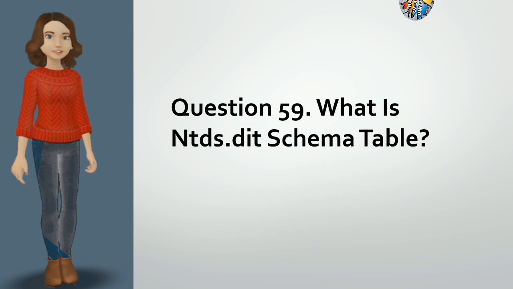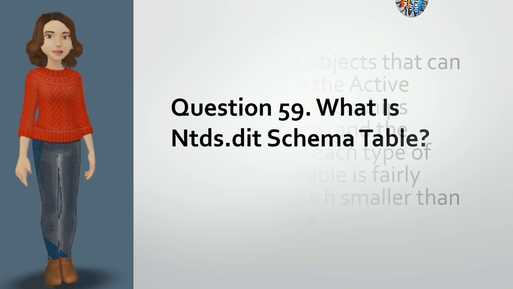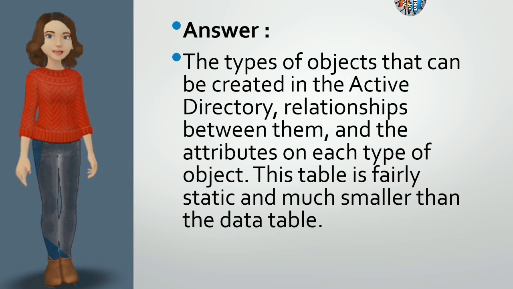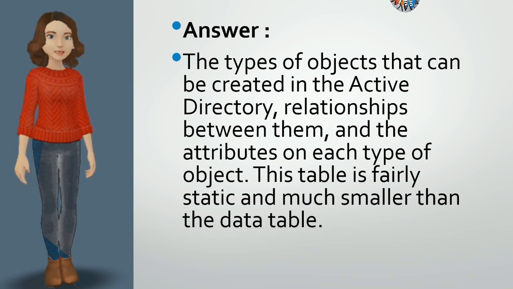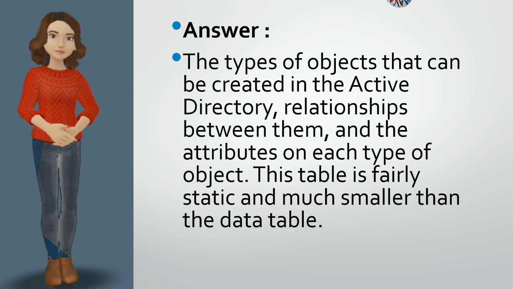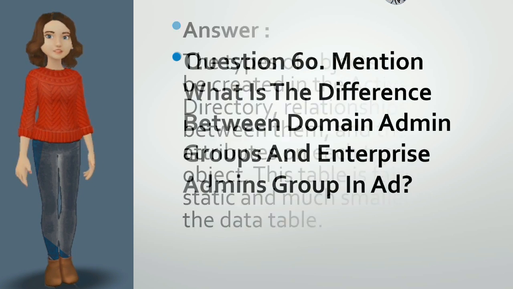Question 59. What is the Ntds.dit schema table? Answer. The types of objects that can be created in the Active Directory, relationships between them, and the attributes on each type of object. This table is fairly static and much smaller than the data table.